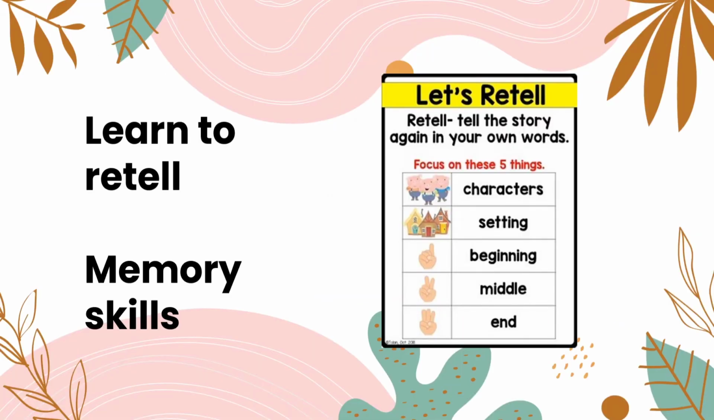Next, learn to retell. It's like a memory skill. What we can do is use these 5 things to get the children to tell back the story which they watched in the software. Like, who is the character? What is the setting? Where do they begin?